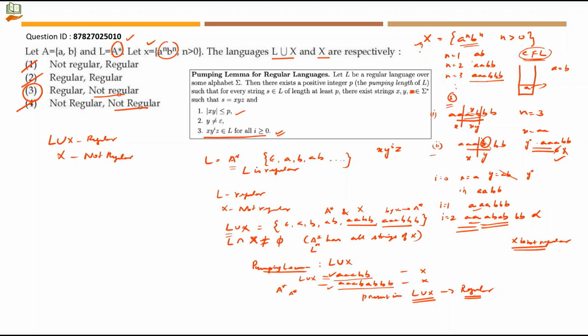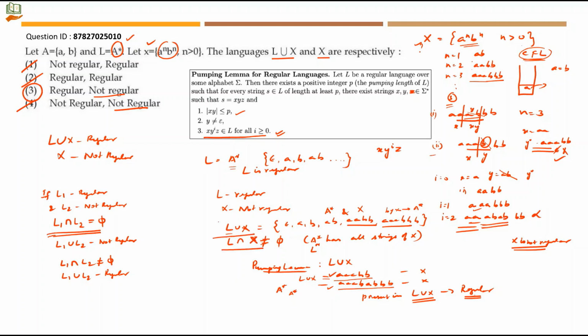So we have an additional statement here. If a language L1 is regular and if language L2 is not regular, we have to check if language 1 intersection language 2 is equal to null. If the intersection gives a result of null, then L1 union L2 will be not regular. In case L1 intersection L2 is not equal to null, then L1 union L2 will be regular. It means both have some common elements. Keeping this point in mind, we checked for L intersection X.